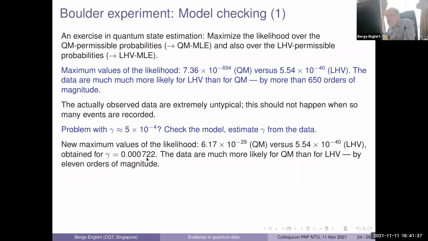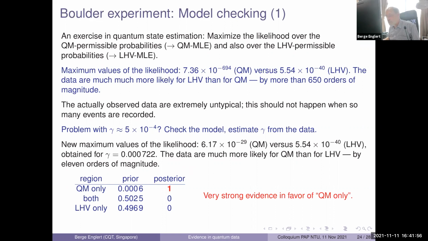And if we use this number, then the quantum mechanical likelihood is 6 times 10 to minus 29. It's now larger than the likelihood for the hidden variables. So now the data are much more likely for quantum mechanics than they are for local hidden variables, by 11 orders of magnitude. And if we use this value for gamma to go through the analysis, of course, the prior probabilities are as before, but now the posterior is such that all of the posterior values are in the quantum mechanics only region.